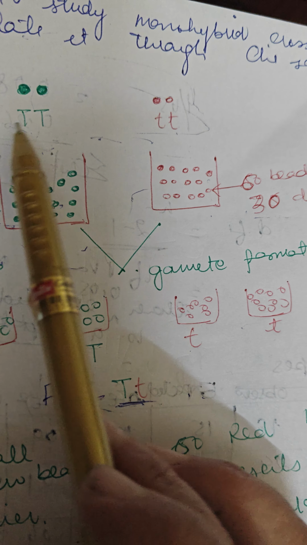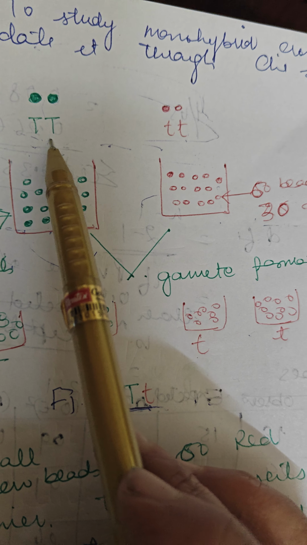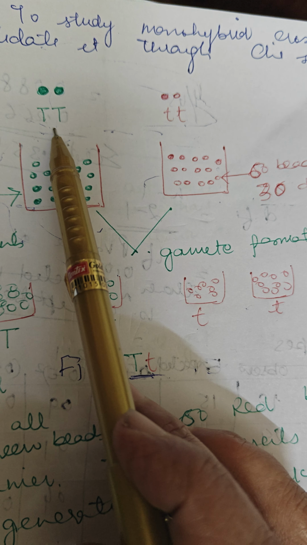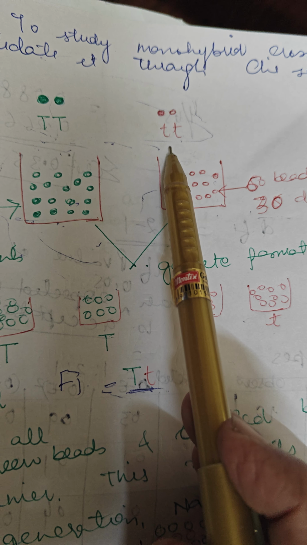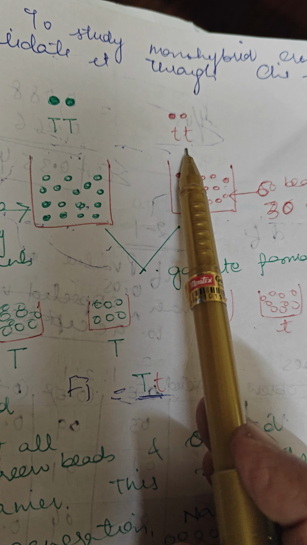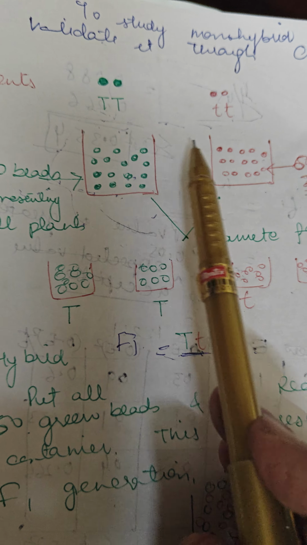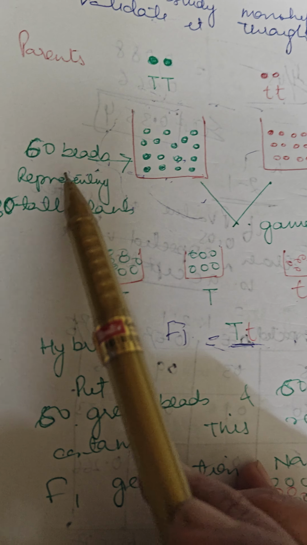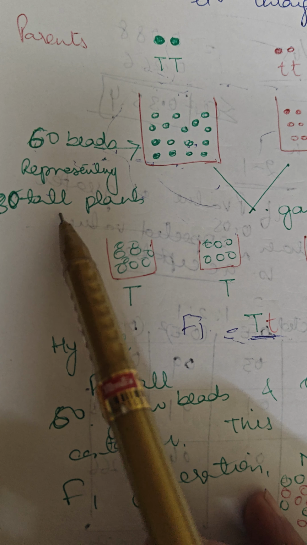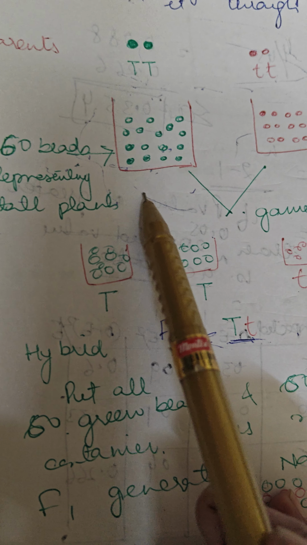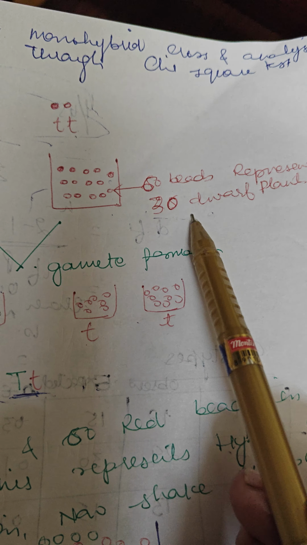tall and dwarf plant. That is a monohybrid cross where only one trait is considered for a parent, and the tall parents, they are tall plants, they are breeding true. Similarly, the dwarf plant, which is breeding true, is taken as a parent. That is a recessive parent and this is a dominant parent. And the cross between the two is being represented by 60 beads, which are representing 30 tall plants in one container, and in another container we take 60 beads which represent 30 dwarf plants.